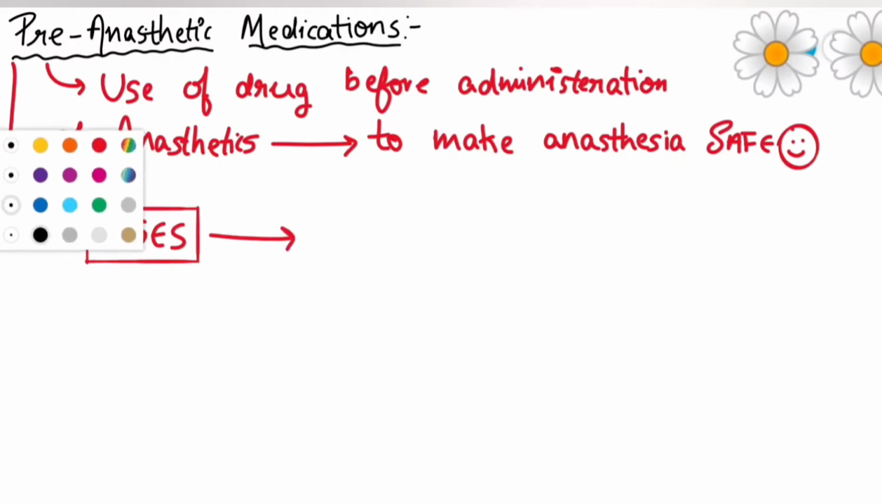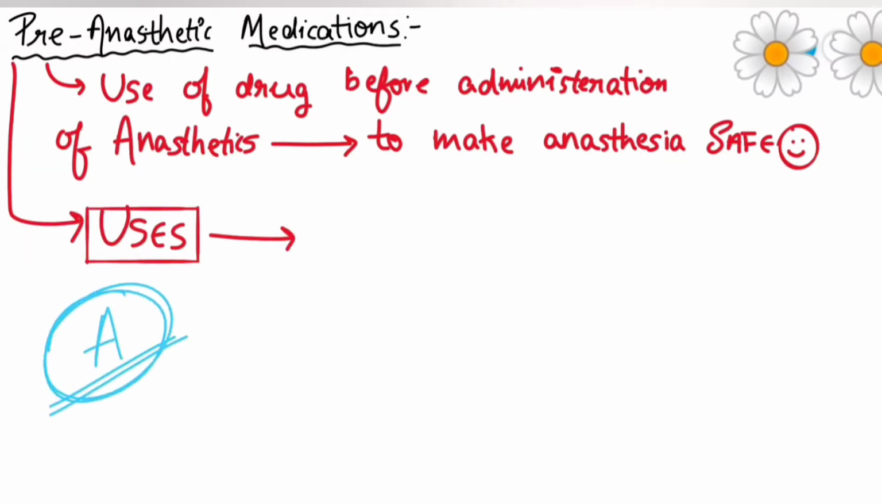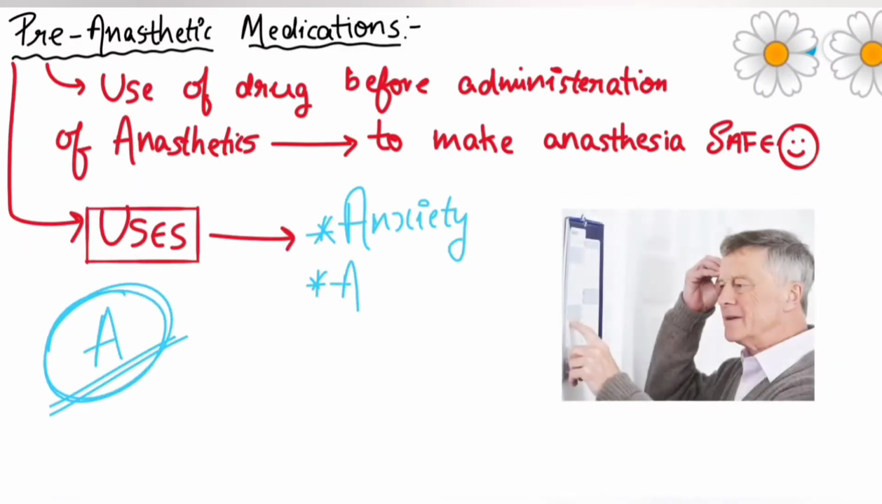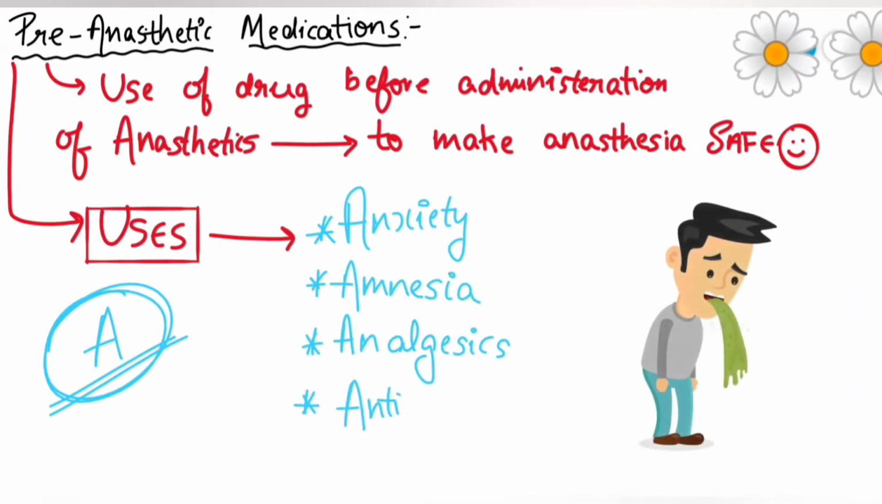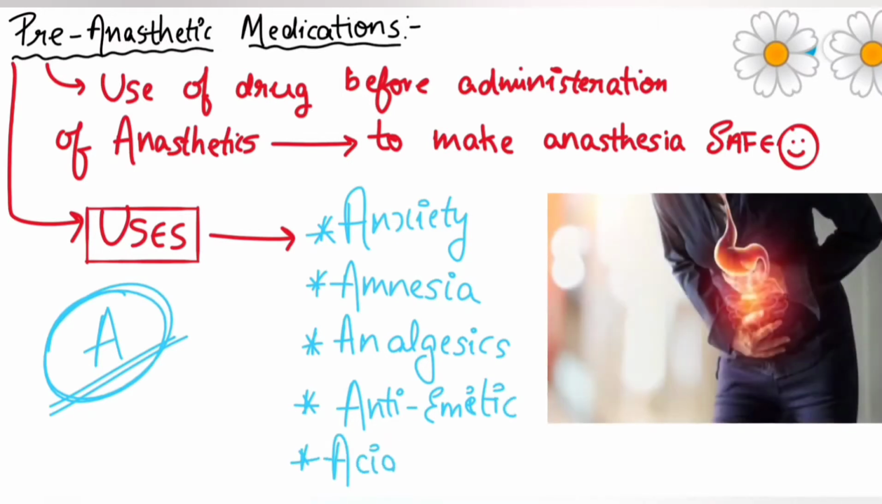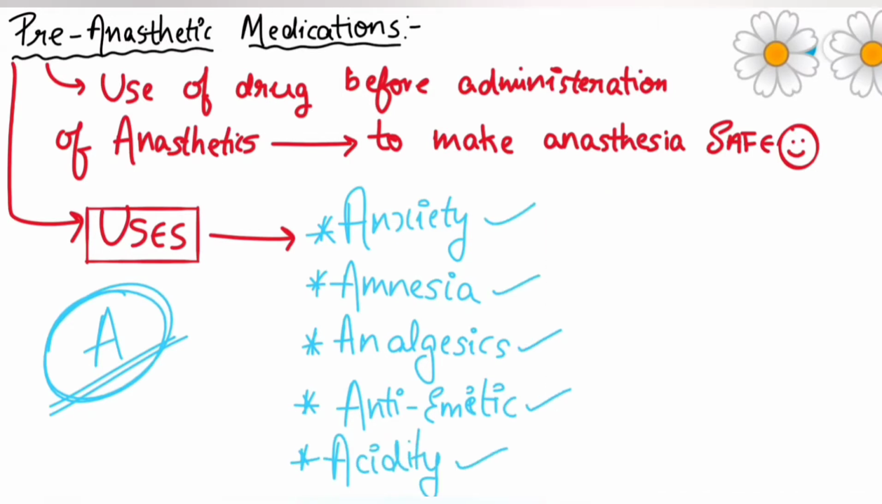What are the uses of the pre-anesthetic medications? Remember the mnemonic A. It's mainly used in anxiety to relieve the stress, it's used in amnesia, it's used as analgesics to relieve the pain, it's used as antiemetic to decrease the vomiting, and it's also used in acidic gastric problems. Moving on to its objectives, remember all these.